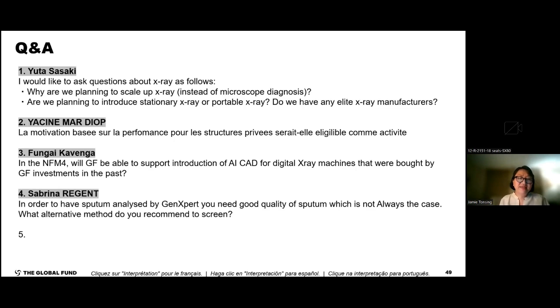And another thing that I did mention in my presentation is that for children especially, WHO has recommended that we can use non-sputum samples such as stool samples. For children, stool samples tested on Xpert is a recommended testing method, and we do support that.